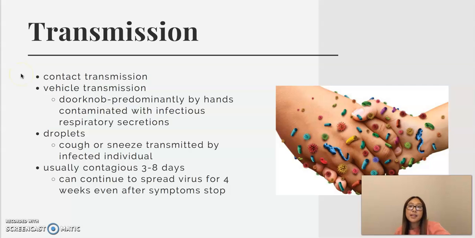RSV is transmitted through contact transmission, vehicle transmission, and droplets, and it is mostly transmitted through contact transmission. Individuals can also be contagious 3 to 8 days whenever they have come in contact with the virus, and can continue to spread the virus up to 4 weeks after symptoms have stopped.